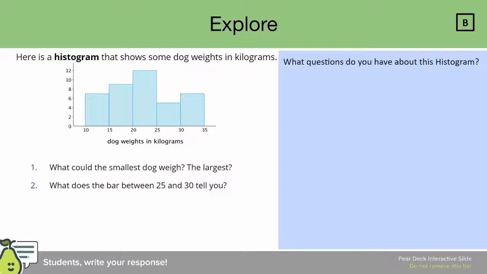Alright, welcome back. Maybe you have noticed that there is a type of graph here. Specifically, this graph is called a histogram. So let's read this story. It says, here is a histogram that shows some dog weights in kilograms. So maybe you have noticed that we're talking about dogs, how much they weigh, and that the measurements are all in kilograms.